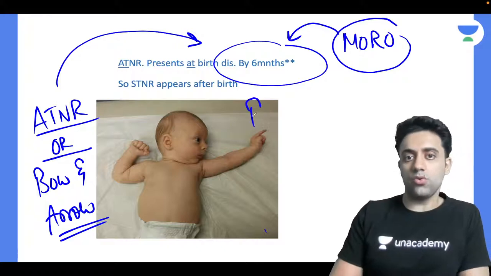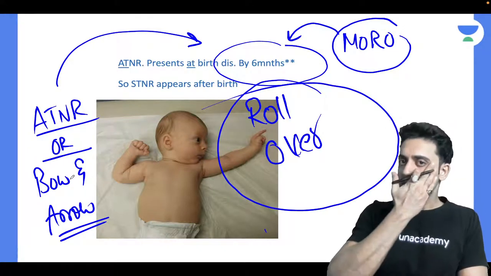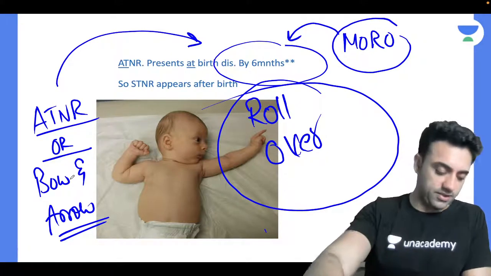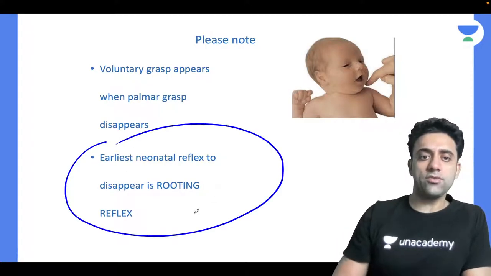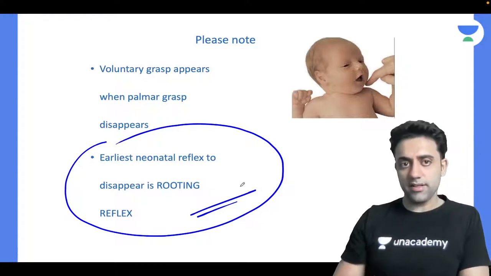A baby can start to roll over by 6 months. That you should know. Okay, 6 months. And the earliest neonatal reflex to disappear is the rooting reflex. The earliest neonatal reflex to disappear is the rooting.